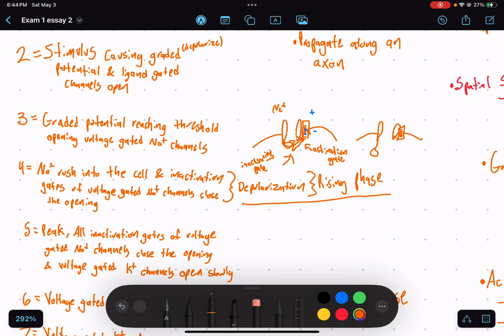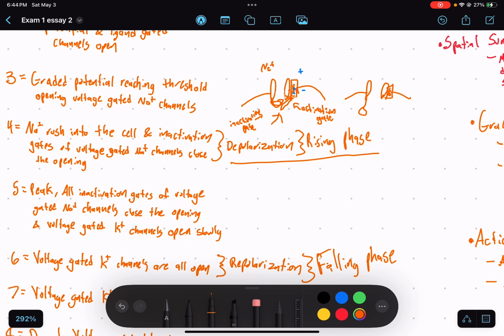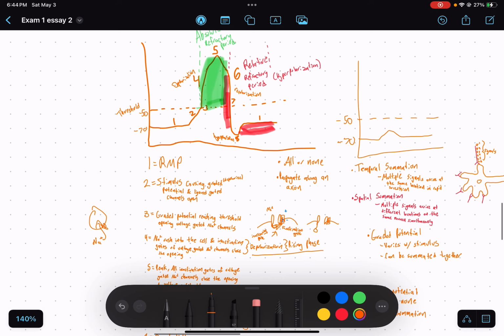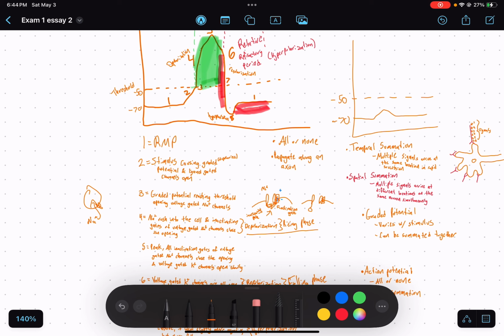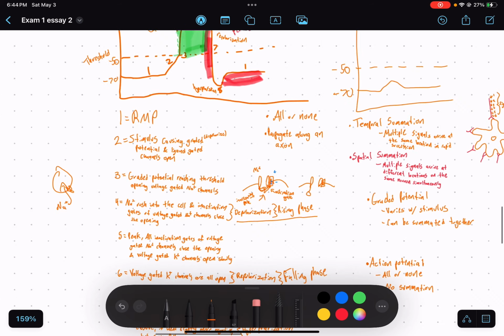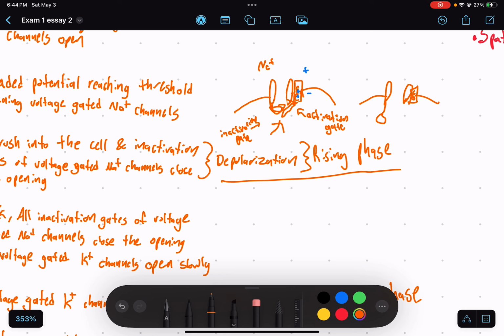So just going through here, as sodium rushes into the cell, the inactivation gate and voltage gated sodium channels close the opening. And then at the 5, at the peak, right here, that's when all the inactivation gates of voltage gated sodium channels are closed. So you won't see any more open ones like you do in 4 every now and then here and there. Every single one is going to be closed.